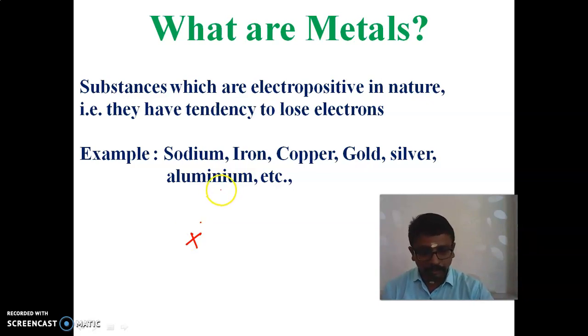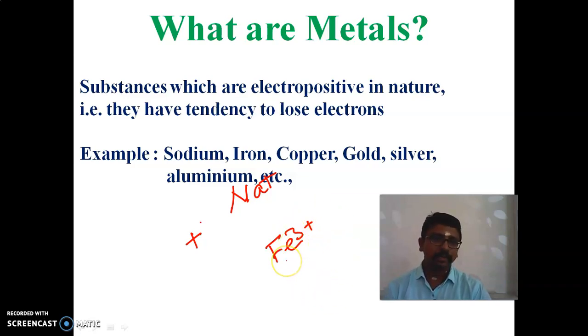For example, sodium. What is the symbol for sodium? Na. The valency for sodium is +1, so we can write it as Na+. If we write Na+, it means it has lost 1 electron. For example, Fe means iron. Fe3+ means iron has lost 3 electrons.